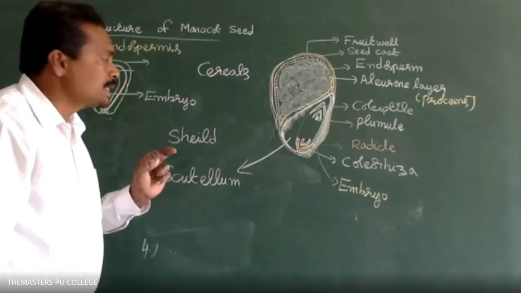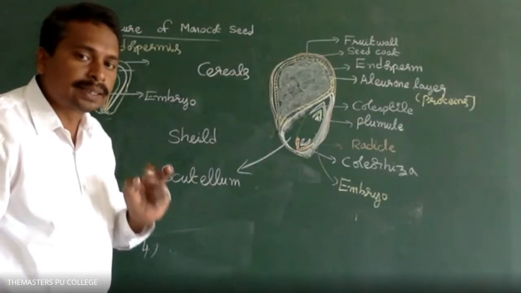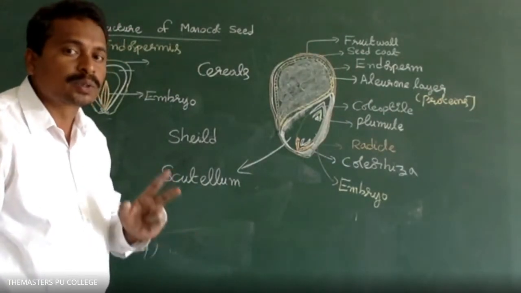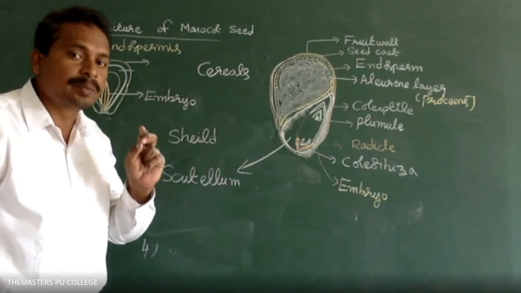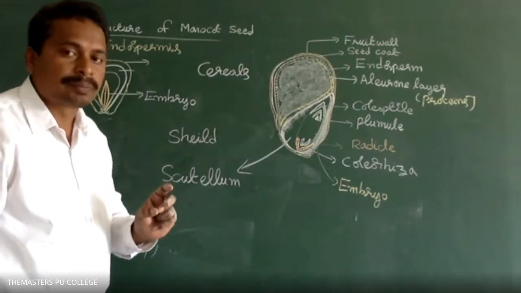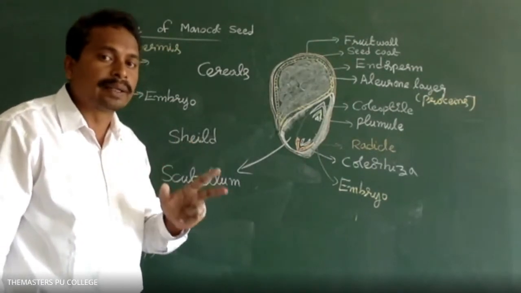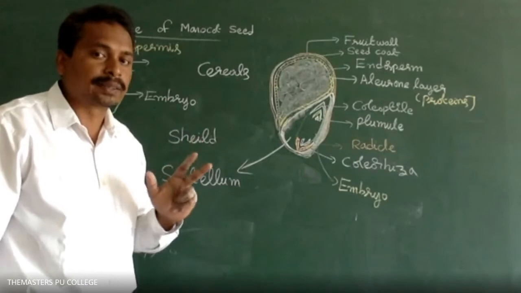The shield-shaped cotyledon in a monocotyledonous seed is called scutellum. Scutellum is present only in monocotyledonous plant seeds, not in dicot seeds.